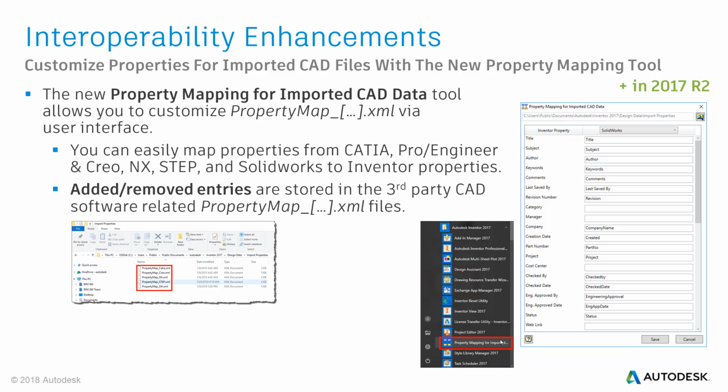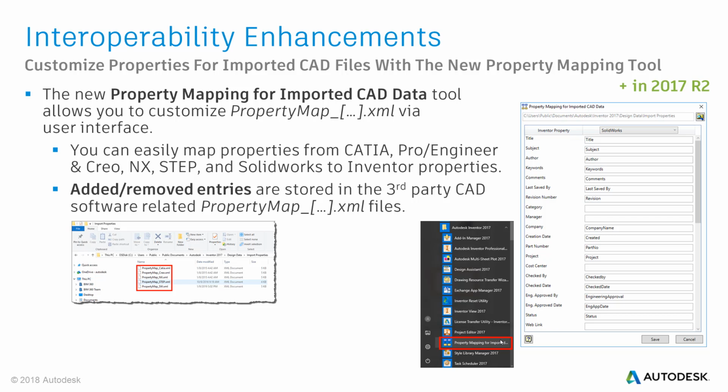Firstly, the Property Mapping for Imported CAD Data tool owns a separate shortcut in the Windows Start menu under the Inventor 2017 program folder, and runs independently from Inventor. Secondly, in the Property Mapping tool, the Inventor properties are located on the left side. Corresponding properties of supported CAD systems you can find on the right side. To set up a property mapping, for example from SolidWorks to Inventor, you should know the property names used in SolidWorks. You can fill in the property names in the Property Mapping tool fields for the wished Inventor property mappings.